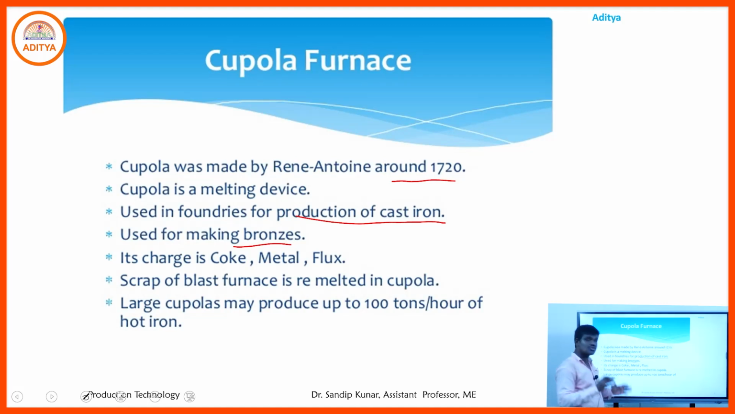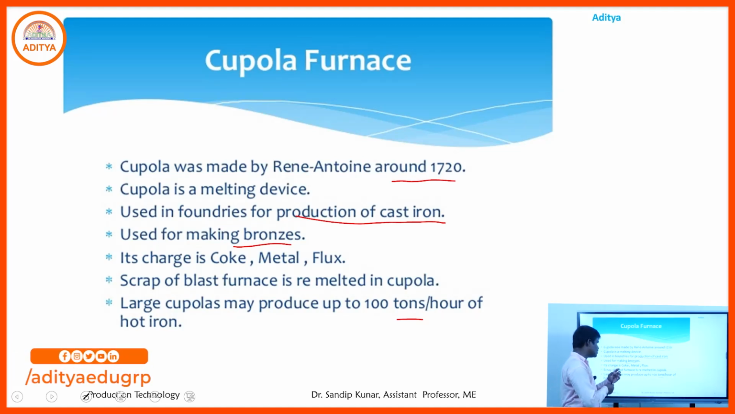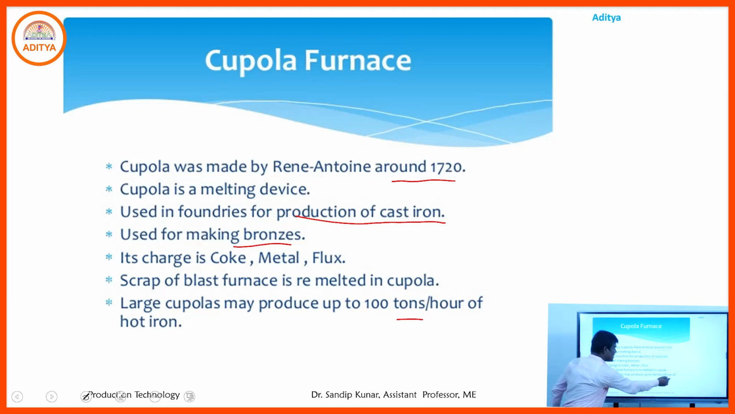Another thing, a large cupola furnace, a very big size furnace, may produce up to 100 tons per hour of hot iron. Every hour they will produce 100 tons. A big or large cupola may produce up to 100 tons per hour of hot iron, meaning molten iron.